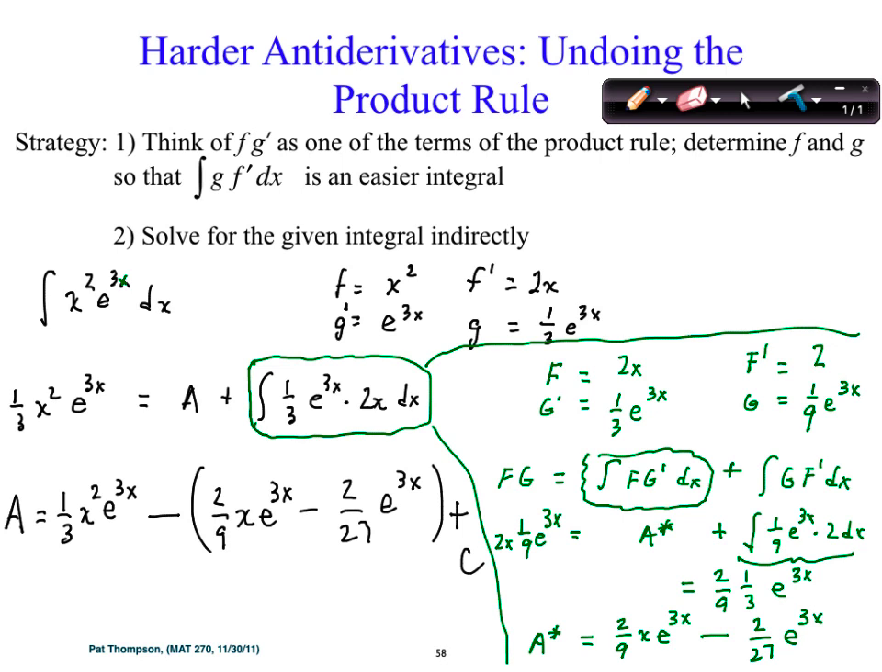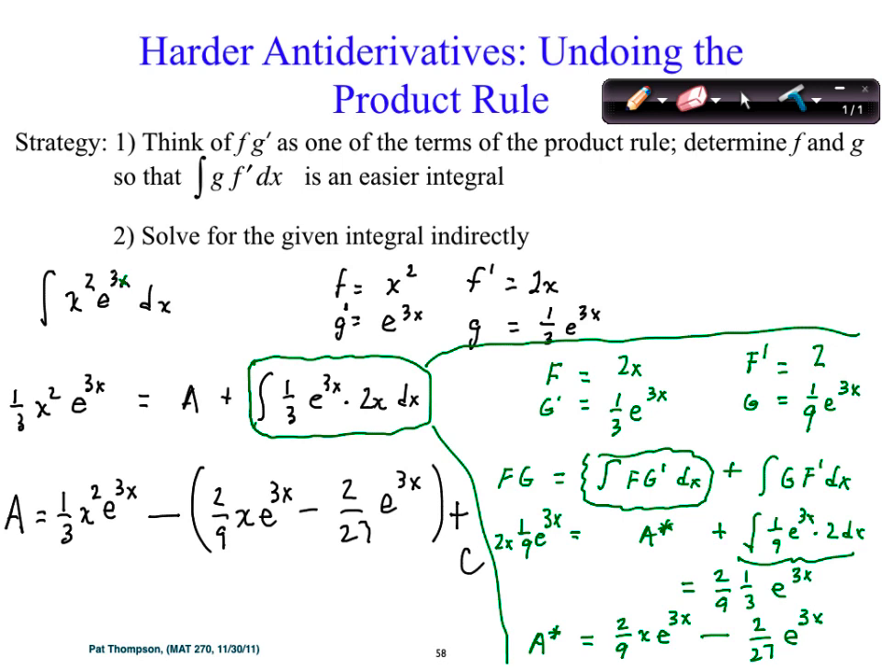Other questions? Yeah, Tom. Is there a reason why we don't have the integral of that now? Of what? The 2/9 x e to the 3x. That was the integral of this. That's what we were doing. So the answer to this whole thing was to figure out what this closed form was, and now I'm substituting the closed form for the open form.